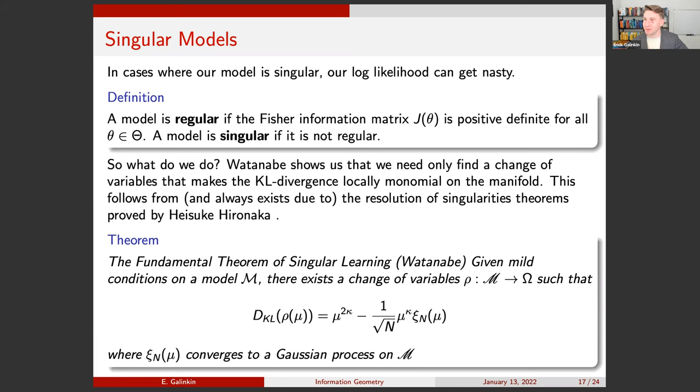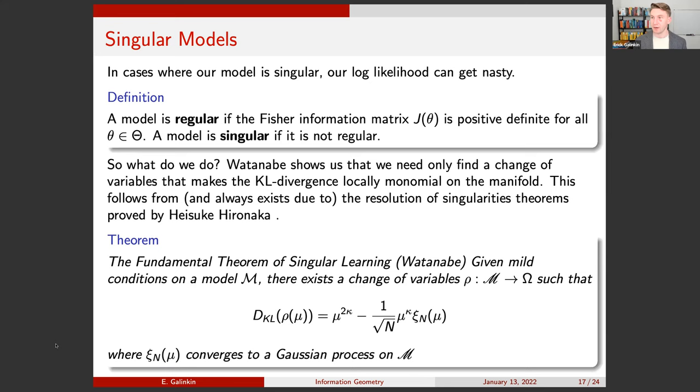And so this gives us the fundamental theorem of singular learning, given by Watanabe, which is that given mild conditions on this model, there always exists a change of variables from the manifold onto another, such that the KL divergence is equal to mu to the 2 kappa, minus 1 over root n, et cetera. He gives a wonderful exposition in his book, which you can find pretty easily on the internet. It is Algebraic Geometry and Statistical Learning Theory by Sumio Watanabe. It's really fascinating. And essentially, this xi of mu converges to a Gaussian process on the manifold, which is very nice. And so this lets us get back to our KL divergence, right?